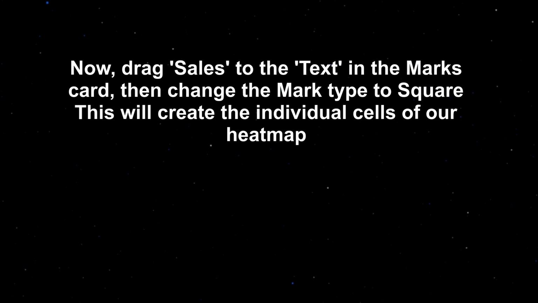Now, drag sales to the text in the marks card. Then change the mark type to square. This will create the individual cells of our heat map.